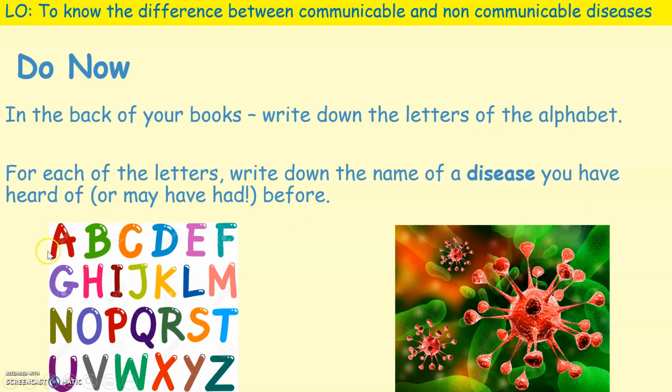Okay, so in your books, please write down the letters of the alphabet. That's A to Z, and please, for each of the letters, write down the name of a disease you have heard of or may have heard before. So write down the name of diseases you've heard of or the ones you've had before. Thank you. You have 3 minutes to do this. So pause the video now to write the diseases. Thank you.